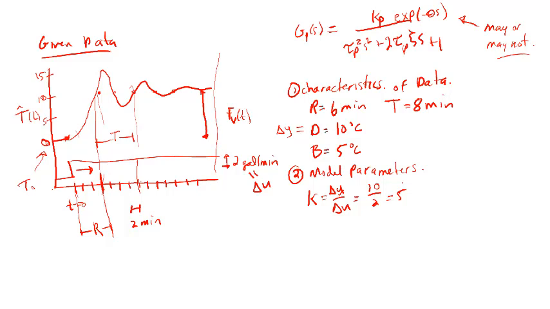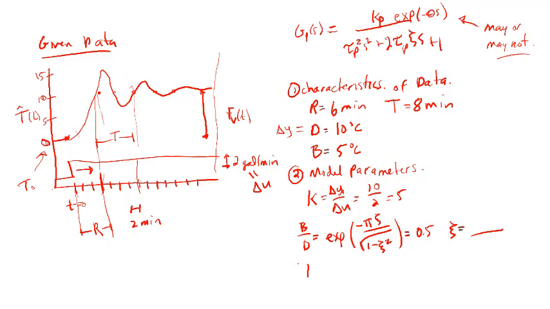The next easiest thing to do is get zeta. To get zeta, we can use the overshoot, so B over D. This will tell us our zeta, and the equation to get that is B over D equals the exponent of negative pi times zeta over root 1 minus zeta squared. Here, B over D equals 0.5. So from here we can calculate zeta. I'm not going to do that right now, but that's how we'll get it.